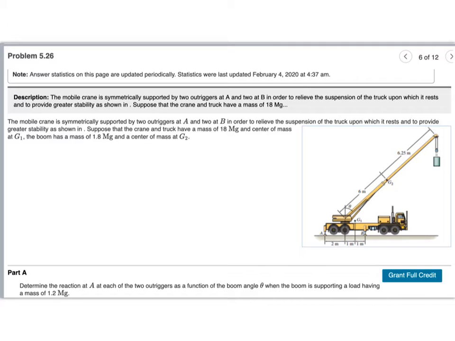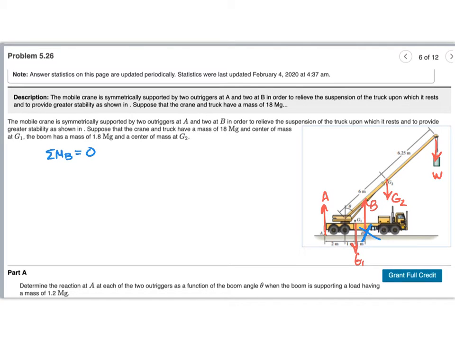I'm going to redraw A, B, G1, G2, and W. And so the first question wants to find the reaction at A. And if I want to find A, then I'm going to choose B as my pivot point and look at my moments about point B and set them equal to 0.